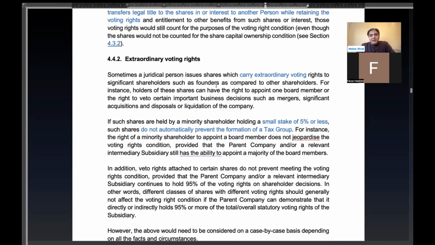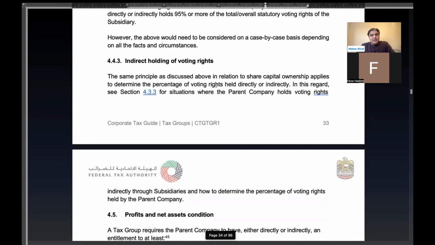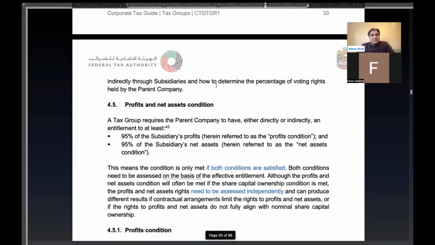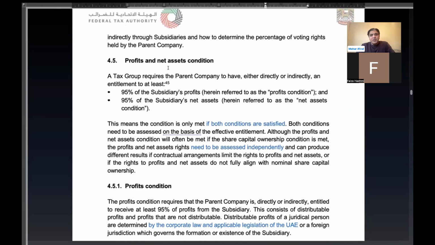Extraordinary voting rights don't matter. We need to look into who is holding the 95% voting rights. Next, indirect holding rights: profit and net assets. This is important again, profit and net assets. Some people are considering only profit or only net assets. No, we need to stick to this: these are four conditions. These are not two conditions. These are four conditions, including profits and net assets.